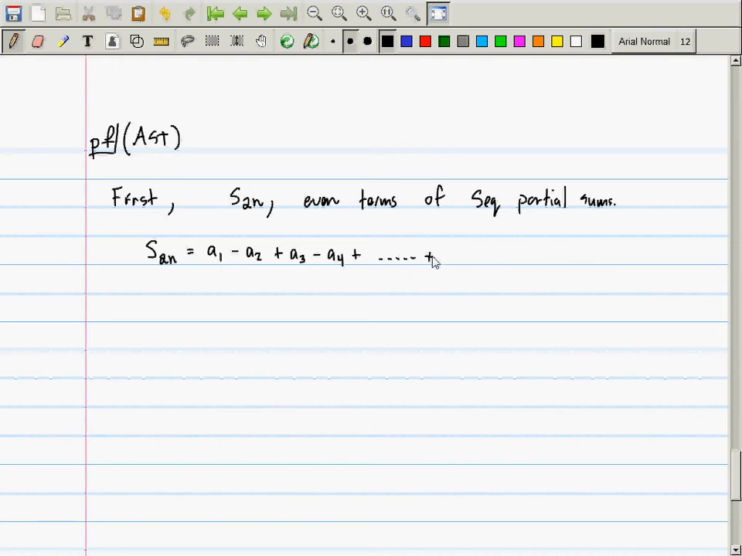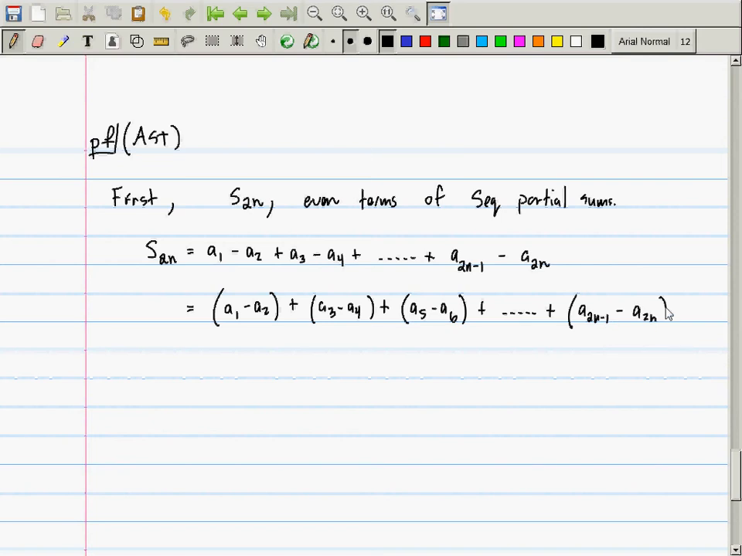So now the odd terms are positive and the even terms are negative. So then it will be plus A2N minus 1 minus A2N. Now this is equal to A1 minus A2, plus A3 minus A4, plus A5 minus A6, plus dot dot dot all the way to A2N minus 1 minus A2N. I've parenthesized these terms like this because I want you to see the following.